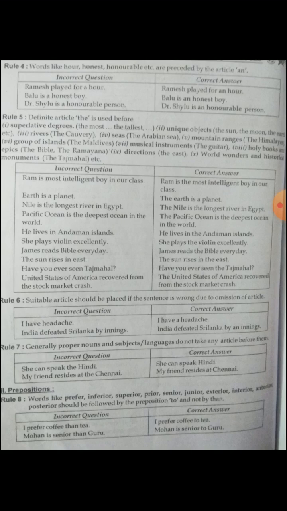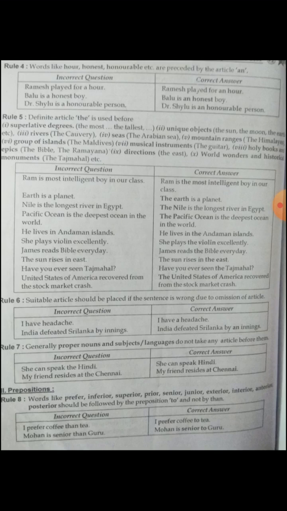See the incorrect sentence and the correct answer. Most intelligent, the most intelligent. Earth, the earth. Nile, the Nile. Pacific Ocean, the Pacific Ocean. Andaman Islands, the Andaman Islands. Violin, the violin. Bible, the Bible. East, the east. Taj Mahal, the Taj Mahal. United States of America, the United States of America.